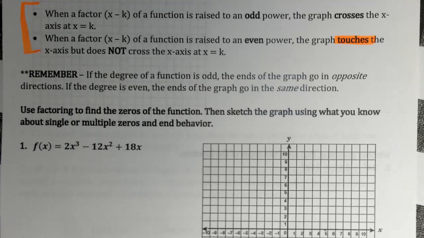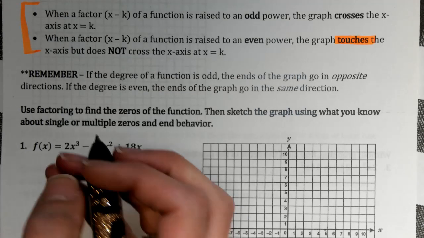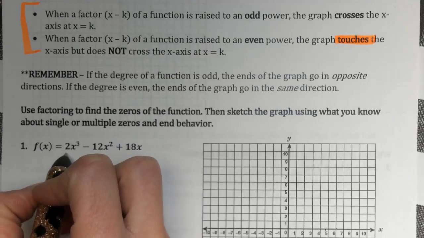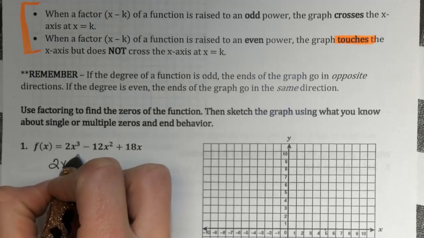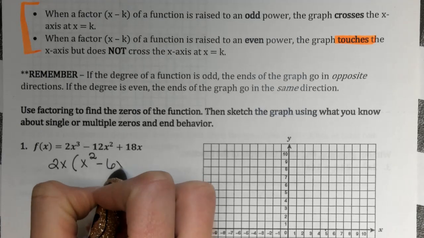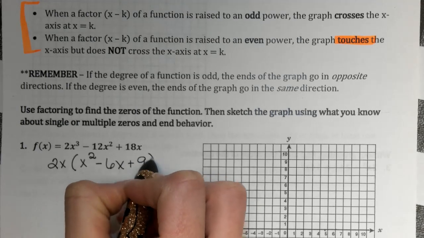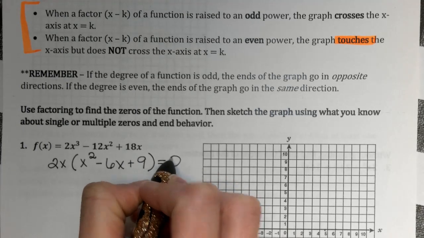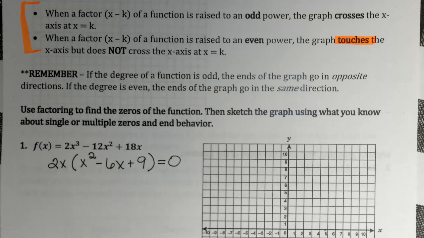Now remember that I'm going to eventually get x values, right? I'm solving for my zeros. So I'm going to take out my 2x, factor that out. That leaves me with x squared minus 6x plus 9. But now I've got to have it equal to 0. That f of x is my y, and for it to cross the x-axis, my y has to be 0. Alright, so now I need to factor x squared minus 6x plus 9.